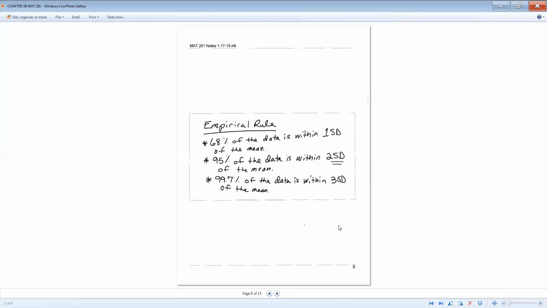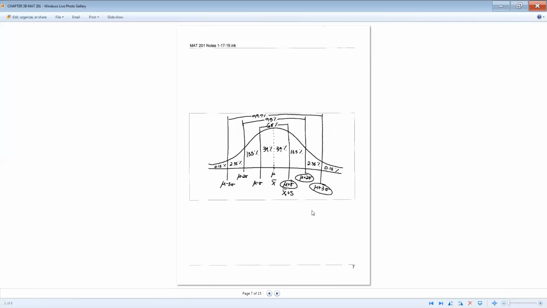The empirical rule: 68% of the data is within 1 standard deviation of the mean, 95% of the data is within 2 standard deviations of the mean, 99.7% of the data is within 3 standard deviations of the mean. So here's a general representation of those words. We have our mean in the middle. Your normal distribution, the bell-shaped curve, is symmetric about the mean. So that means whatever goes on the right side of your mean goes on the left side of your mean as well.